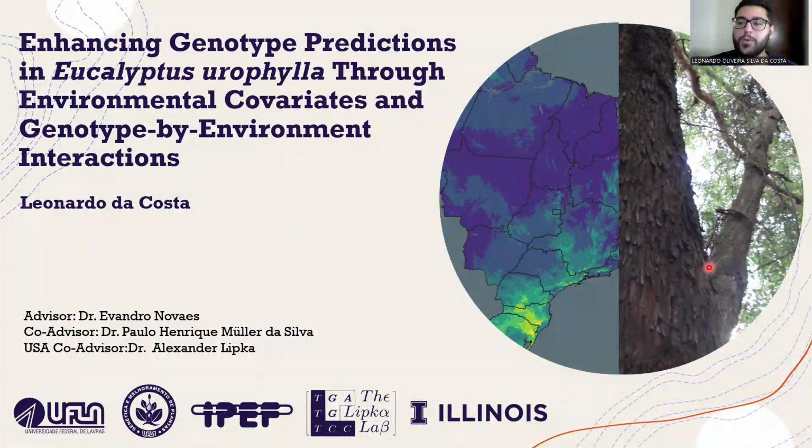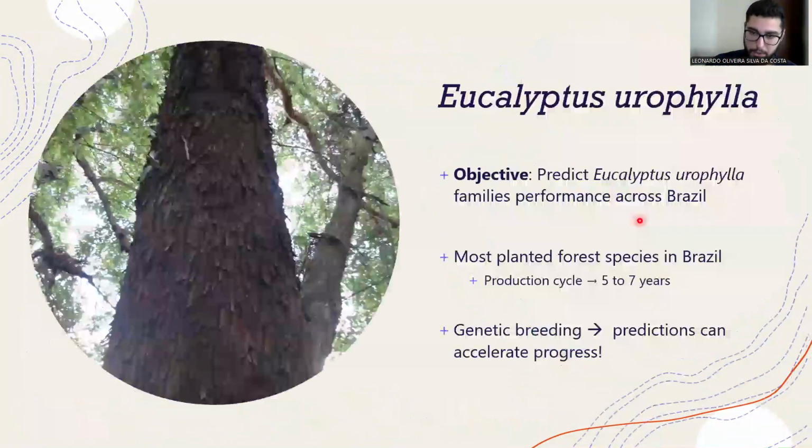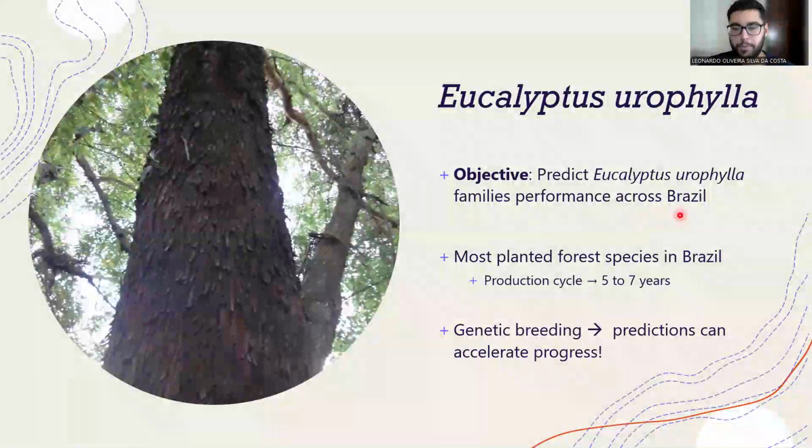Last year, I was a visiting scholar in the LIPCA lab, and today I will present to you the results of the collaboration. So the main goal here is to predict eucalyptus families across Brazil using environmental covariates. This is important because Eucalyptus urophylla is the most planted species in Brazil.